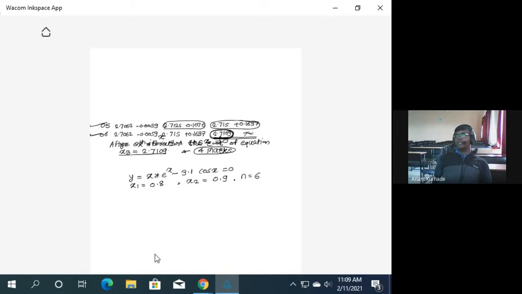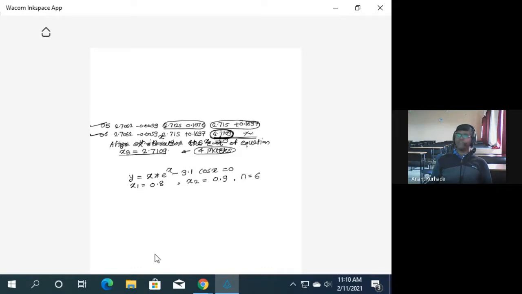So see here, this equation has trigonometric and exponential terms. So be careful, change the mode of the calculator from degree to radian and solve this. It is very simple. We have given x1, calculate y1, x2, y2, check its sign.